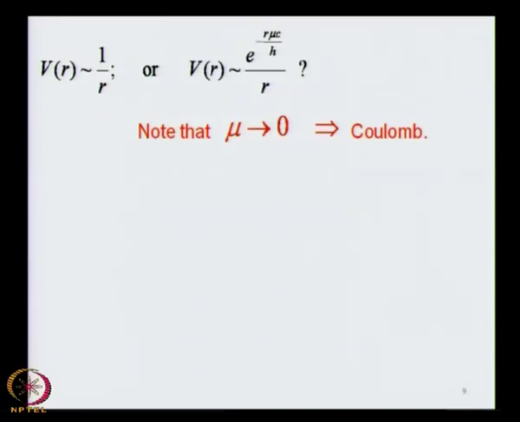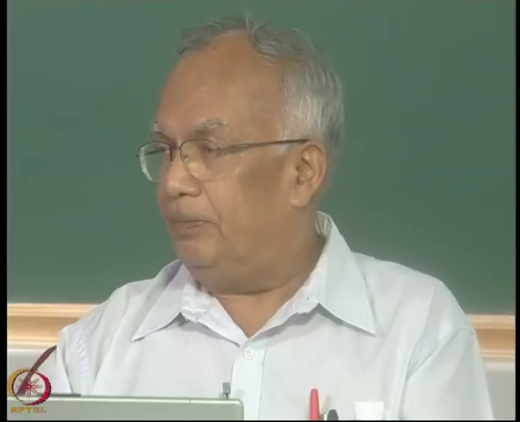If the potential is 1 over r, then the force would be 1 over r square. So, the validity of the 1 over r square force is connected with the validity of the 1 over r potential, which is connected with the claim that the mass of the photon is 0. These are all connected to each other. You cannot answer one without the other.